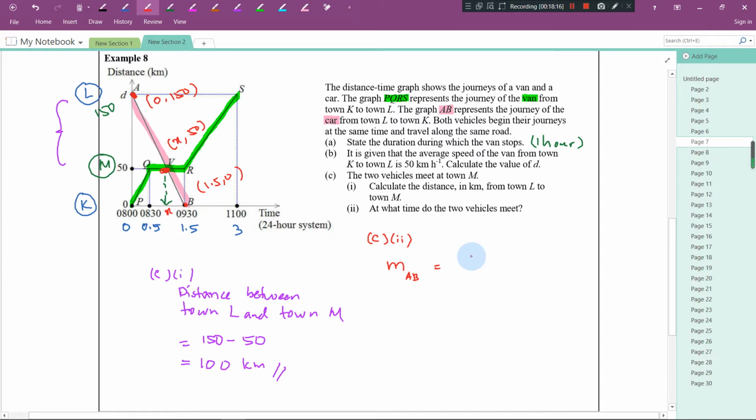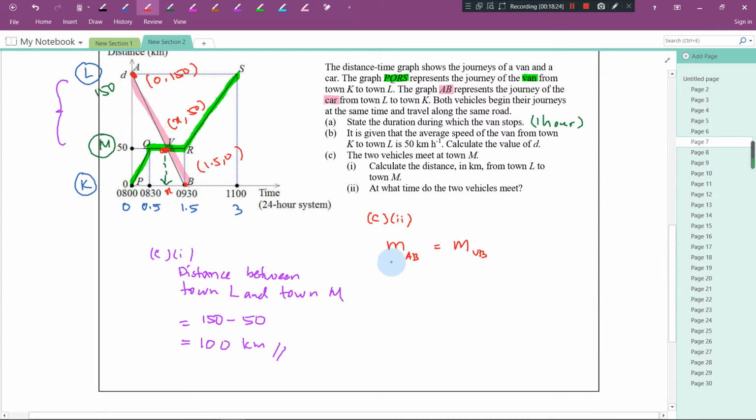The gradient of AB will be equal to the gradient of VB because they fall on the same straight line. So the gradient of AB will be 150 minus 0 over 0 minus 1.5. And VB is 50 minus 0 over x minus 1.5.